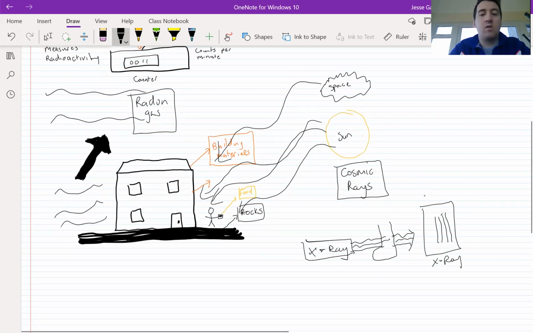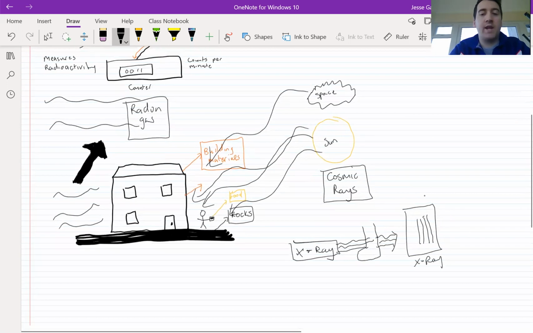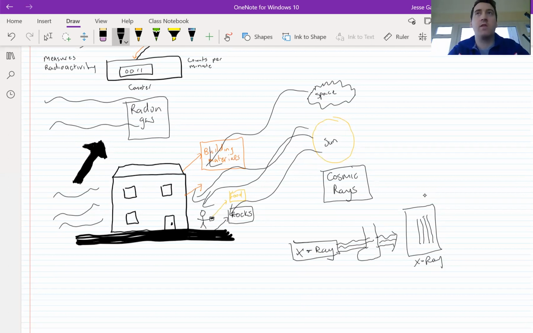X-rays. We also use radiation for treating cancer. So other hospital equipment actually fires radiation at tumors to try and shrink them. We also use radiation machines to kill any microorganisms that might be growing on surgical equipment. So things like scalpels and tongs and stuff that have been used in surgery.